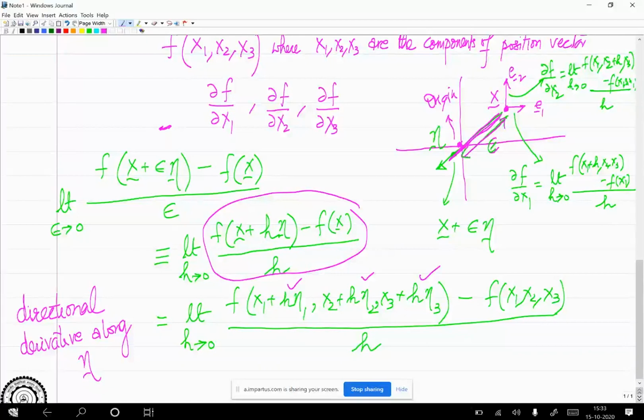The corresponding magnitude is given by h, that is, multiplication. See, you can also make eta a unit vector. It is your choice what you want eta to be, but it is not necessary that it's a unit vector. This formula is simply giving you the directional derivative along eta. But of course, this directional derivative will be different depending on whether eta is a unit vector or not.